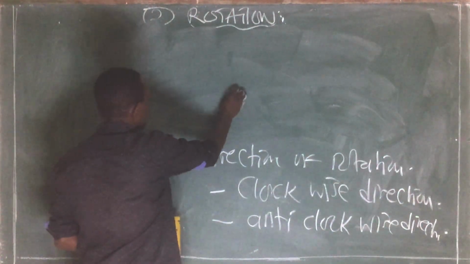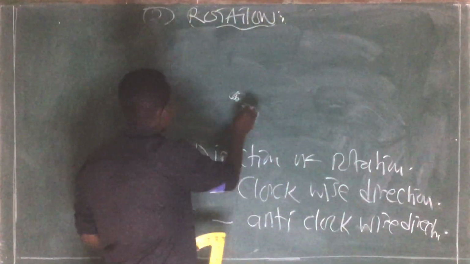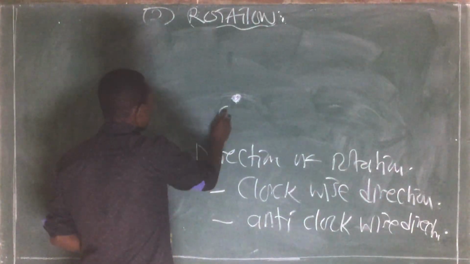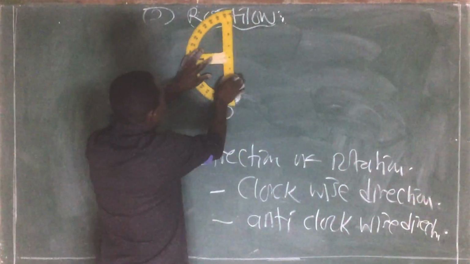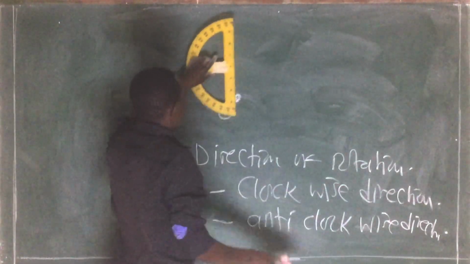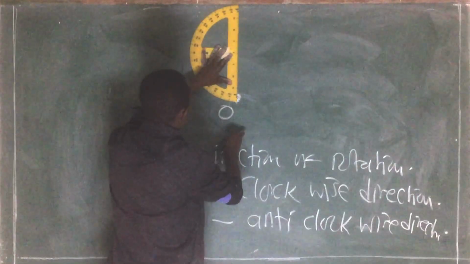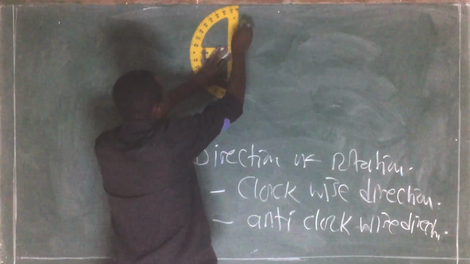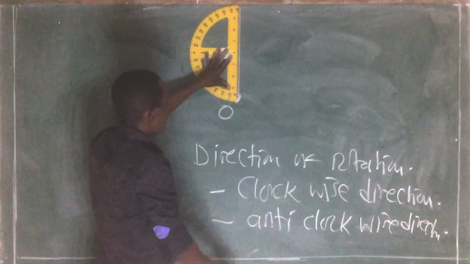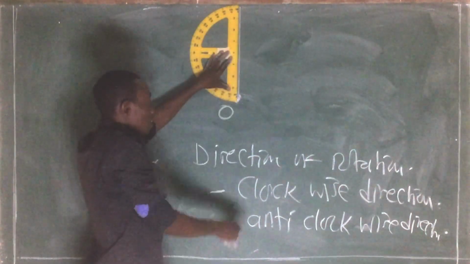I'll have my point here. I'll regard this one as my center of rotation. It's a fixed point. So what I'll have here is this. Let me also lay that one out. If you look at this one, this side will be represented by this line, right? So that is my starting line, describing the entire protractor.